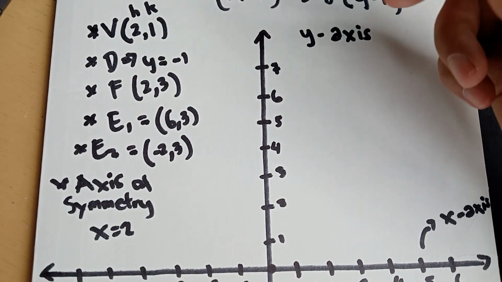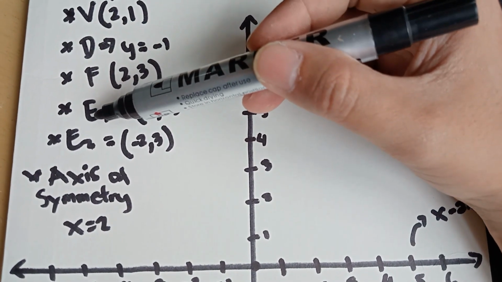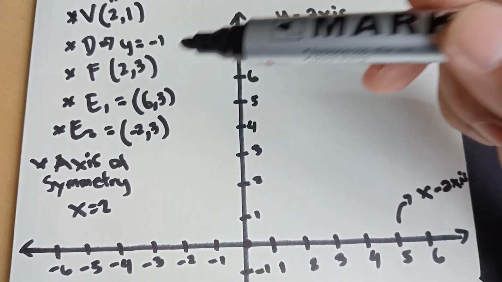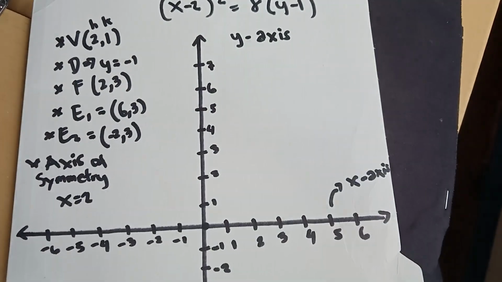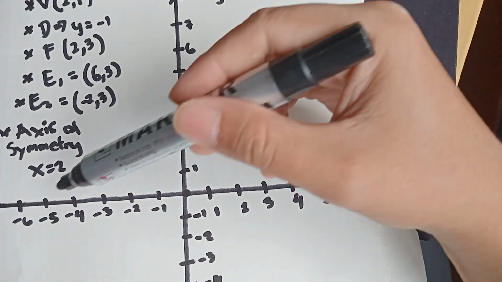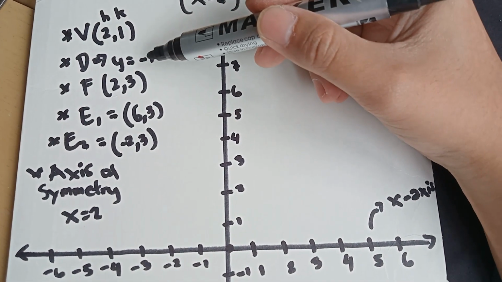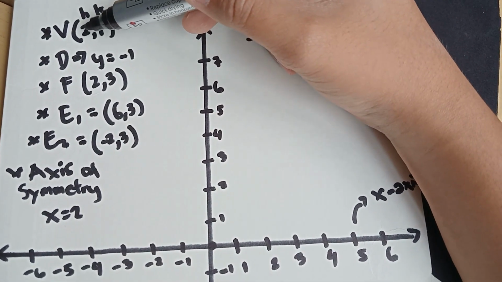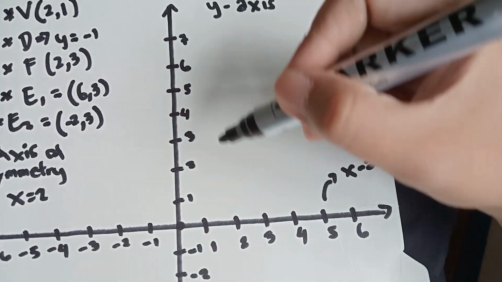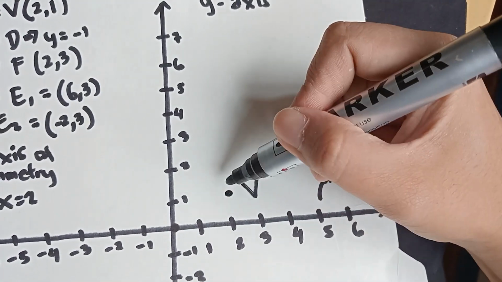Continue our discussion. To graph this one, we need the vertex, directrix, focus, the endpoints of the latus rectum, which are endpoint number 1 and endpoint number 2, as well as the axis of symmetry. First, we need to familiarize ourselves with the Cartesian coordinate system, which is the Cartesian plane. The vertical line is known as the y-axis and the horizontal line is known as the x-axis. First, we need to locate the vertex, 2, 1. Our first element should be located at the x-axis. We have 2. Then we need to jump by 1. So this is our vertex, 2, 1.